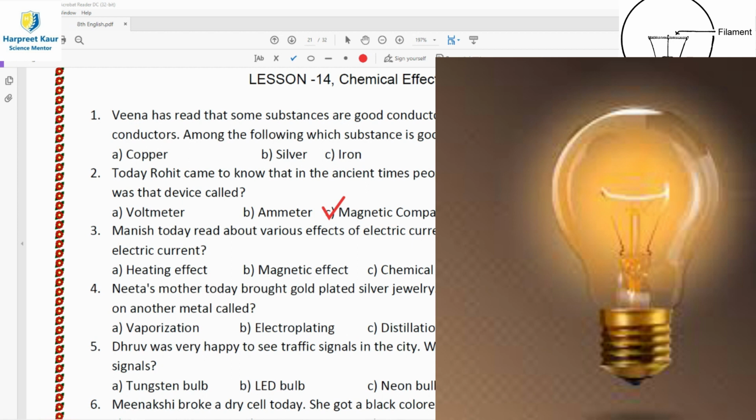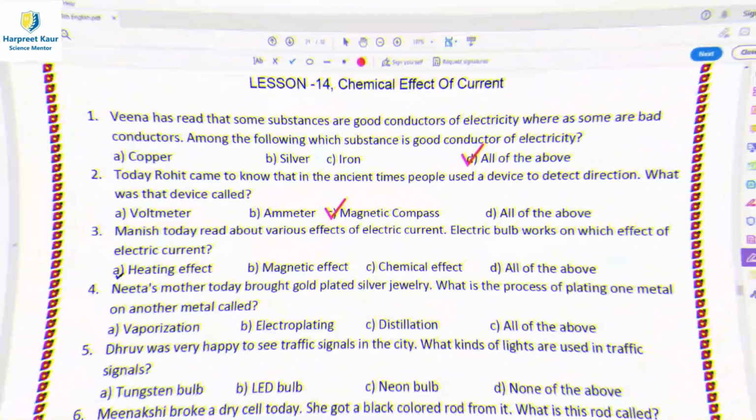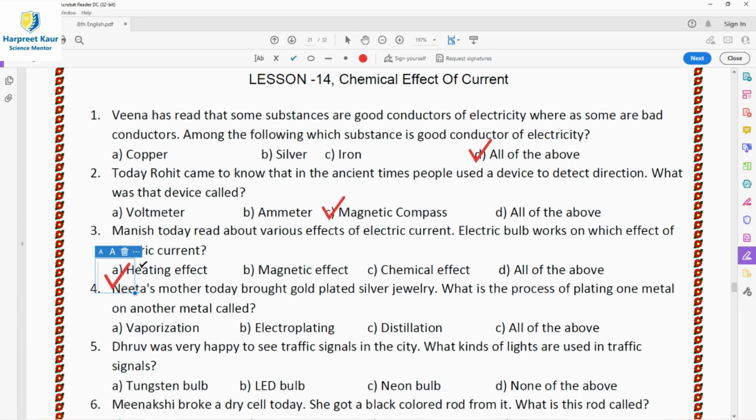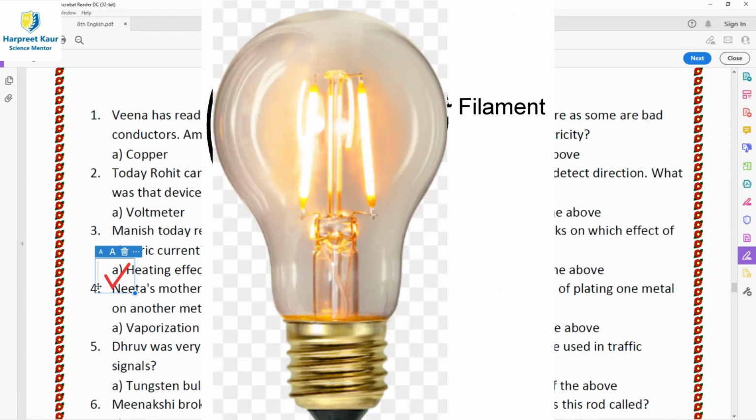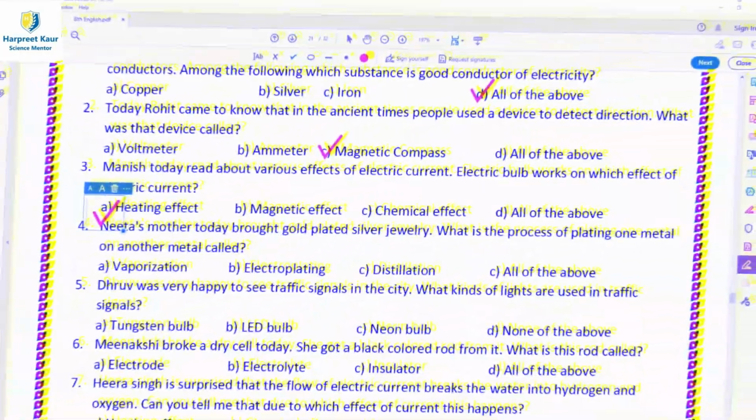So children, out of these three effects, the question was: an electric bulb works on which effect? Out of heating, magnetic, and chemical, an electric bulb works on the heating effect, because you must have seen that the bulb has a filament and the metal used is tungsten. The tungsten filament gets heated up when the current passes through it, and thereby it emits light. So a bulb works on the heating effect of the electric current. So option A, heating effect, is the right answer.